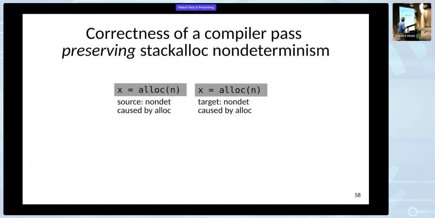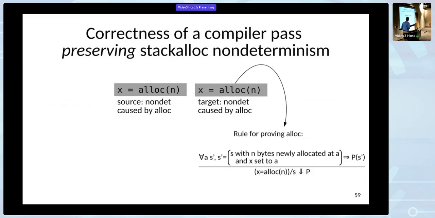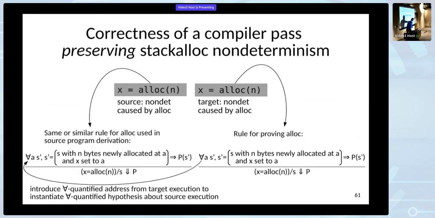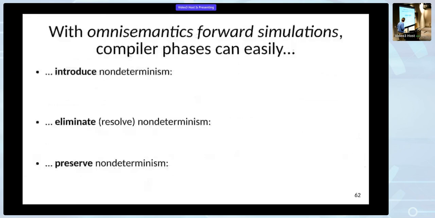And finally, a compiler pass that preserves the amount of nondeterminism would simply say, okay, here I take the rule again, and I get it here, and I just introduce that value for the address that I got in the target execution, and I instantiate the source execution with that value.